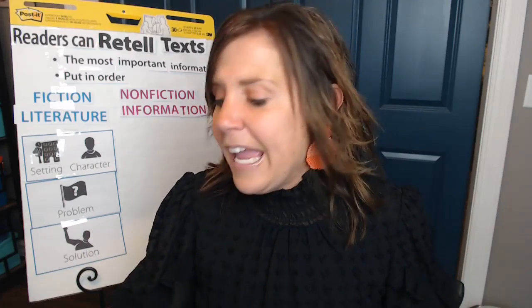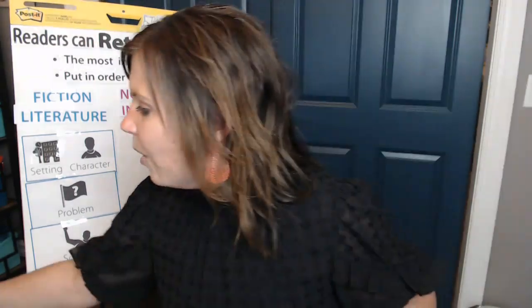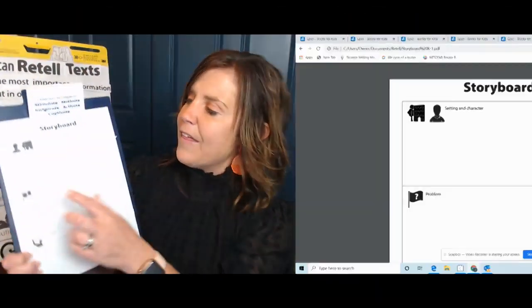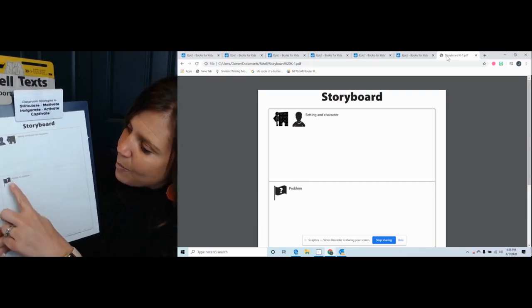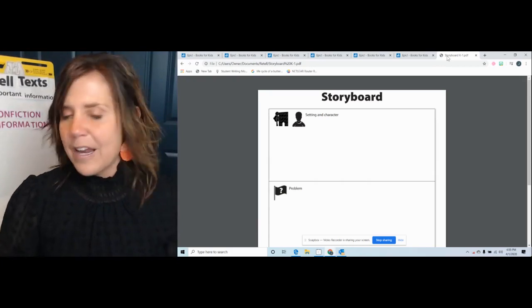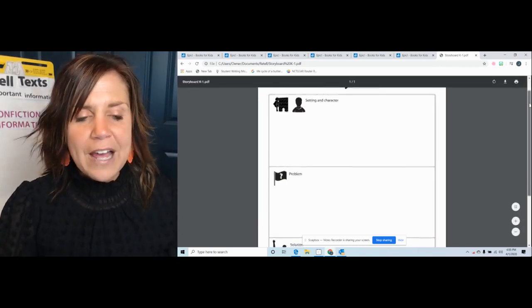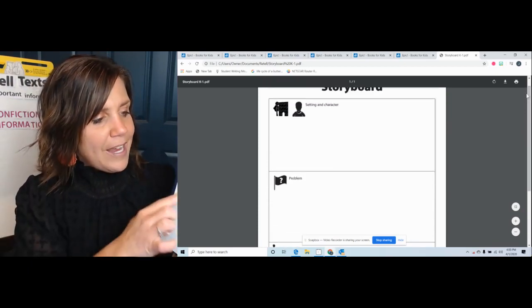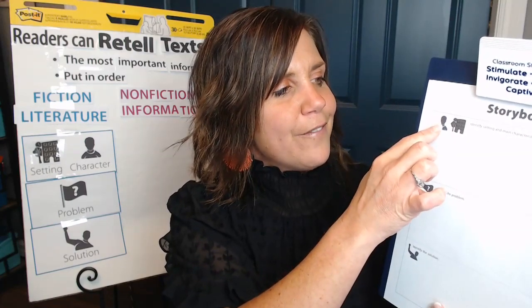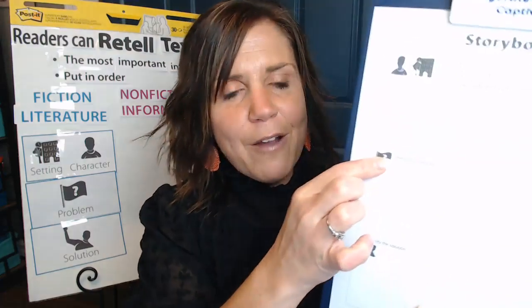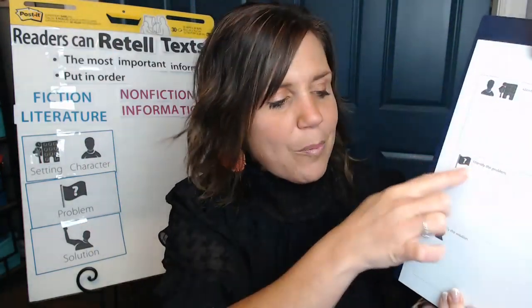And if you want to print out one like with the 3 boxes, like Mrs. Longmire has up here on the chart, that has the character and setting, problem and solution, you can print out one like this, and I've got it on the screen now that you can download and print if you have a printer. If not, you could just draw 3 boxes, right? And you could just draw a face for character, and maybe a house for the setting, and then a little flag with a question mark for what the problem is, and then a little person with their hand up for the solution.